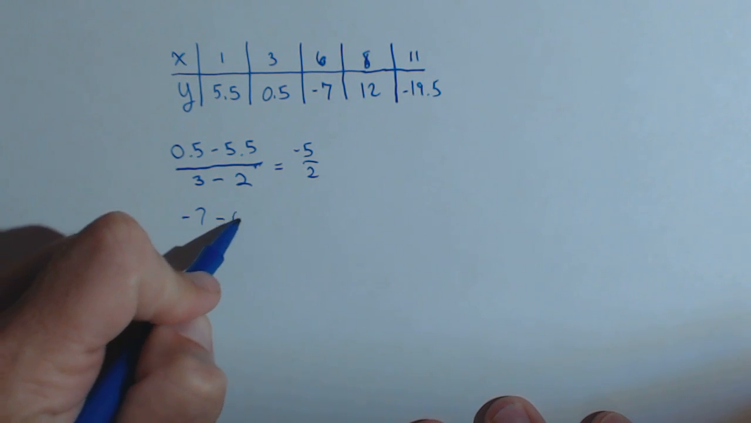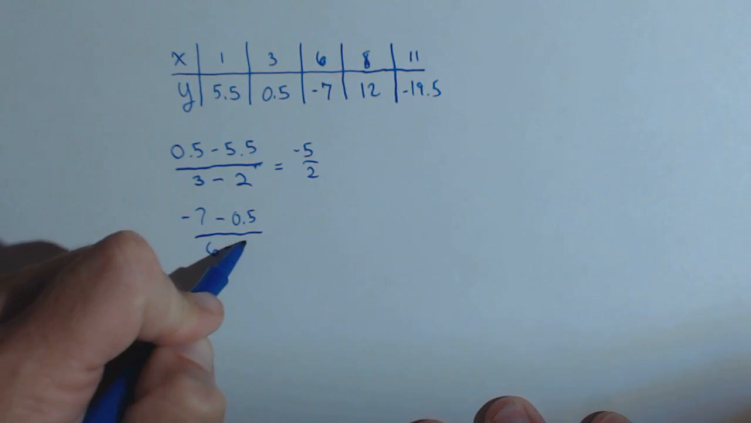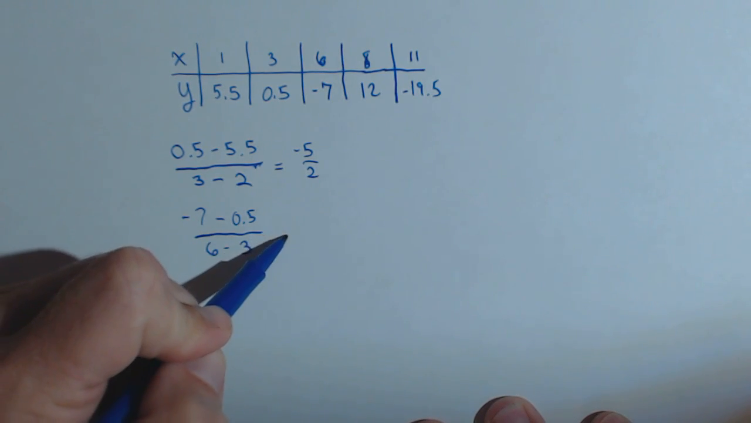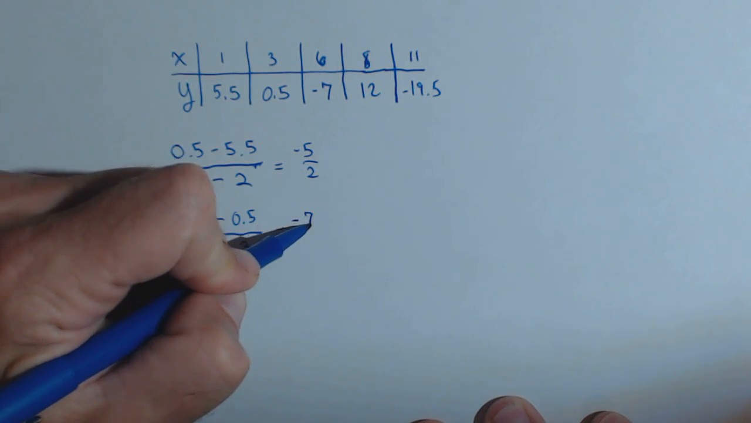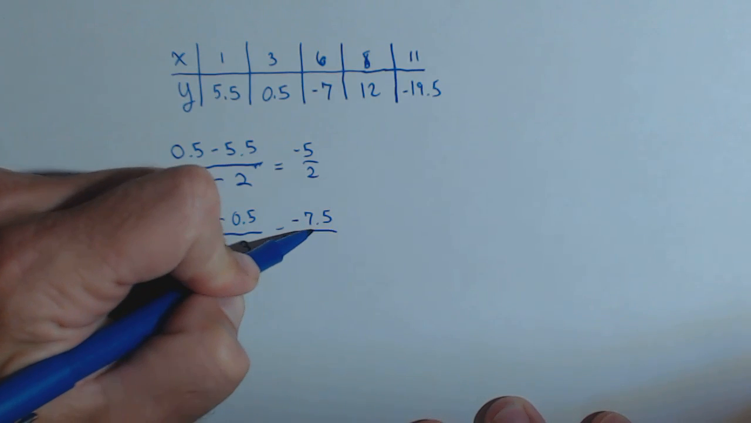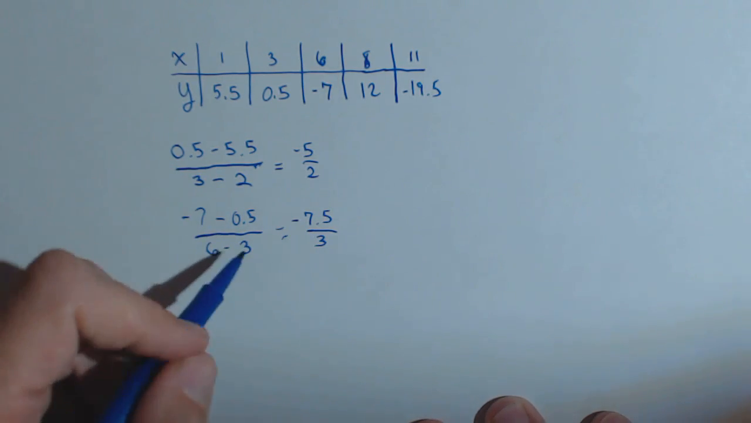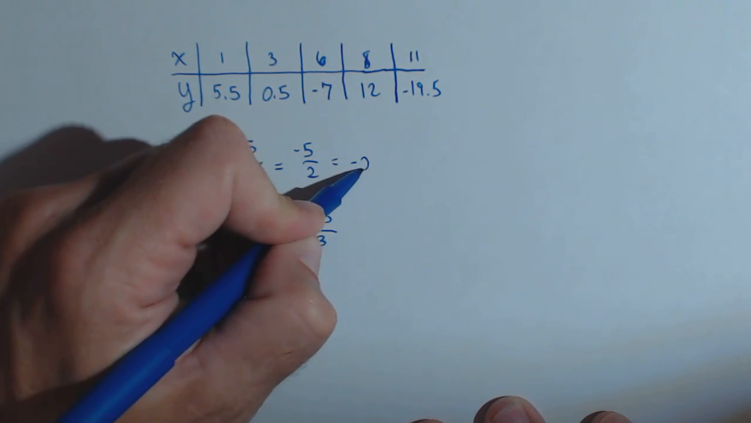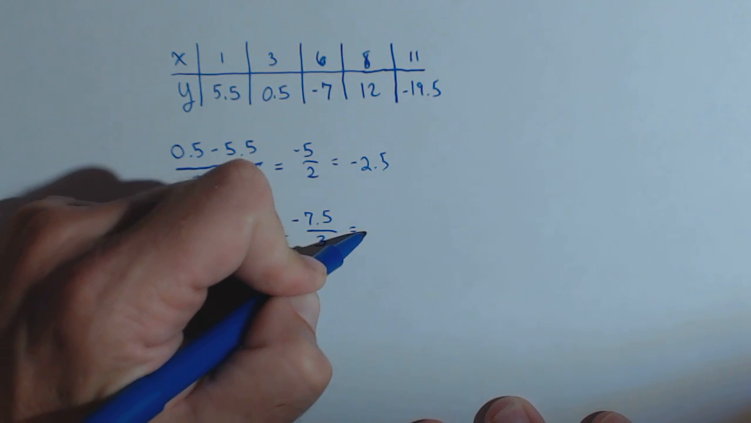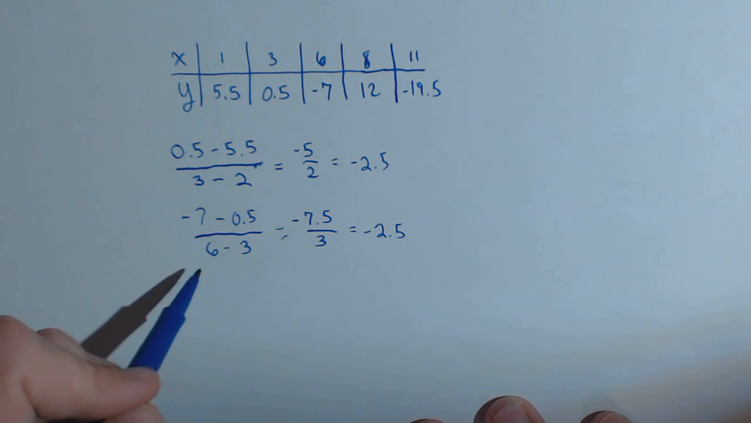Negative 7 minus 0.5 over 6 minus 3. So now we're looking at these two. That's negative 7.5 over 3, which, again, so let's put these all in decimals. This is negative 2.5, negative 2.5. So we keep getting the same thing.